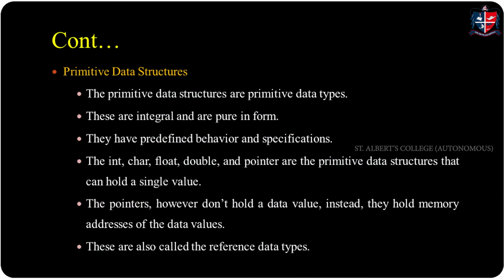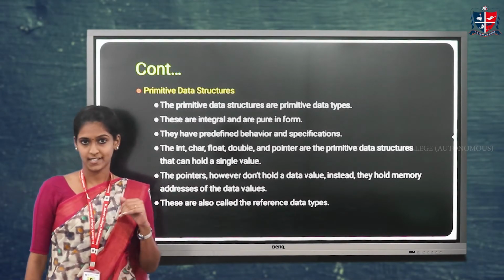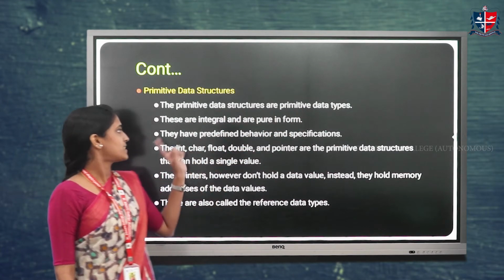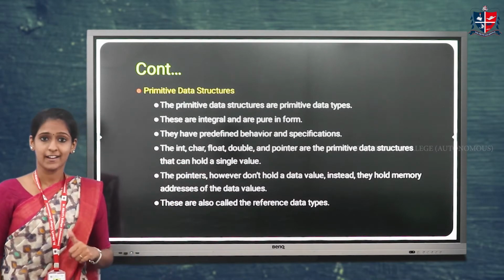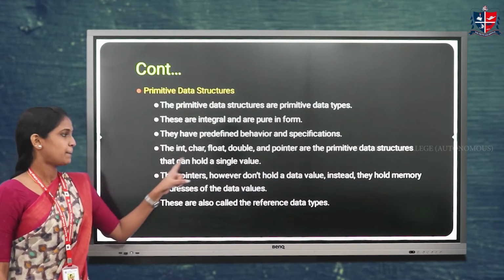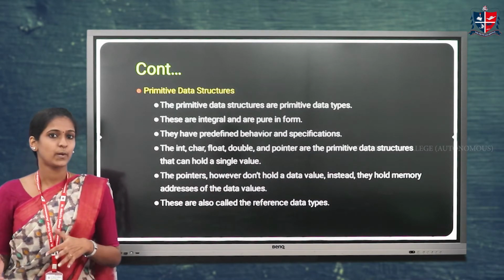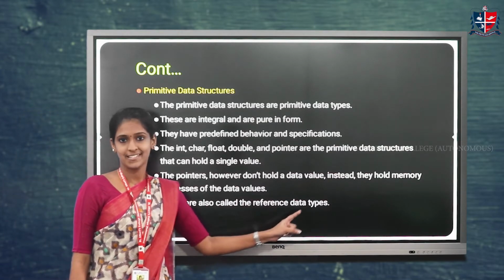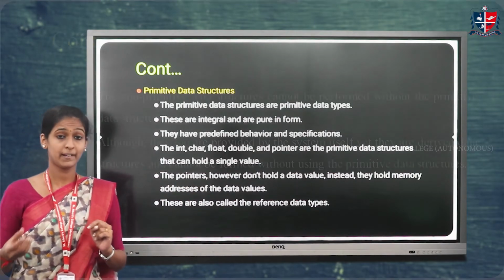Coming to the first one, data structures are mainly classified as primitive and non-primitive data structures. Primitive data structures are the primitive data types in their pure form, that is integer, character, float. Such data types are known as primitive data structures. The point is that in some cases we are not storing the data; instead, we are storing the memory address. So we can call them pointers, which are reference data types, because we are not storing the data, we are storing the memory address.